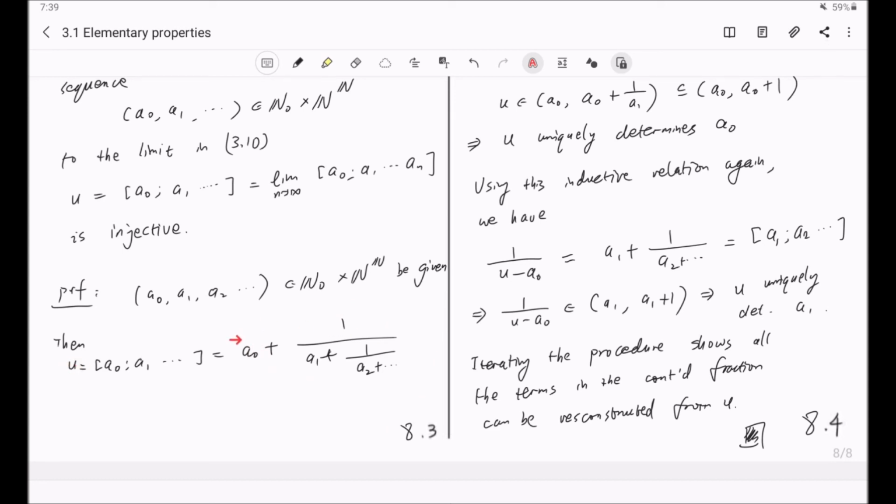Or I should say, you don't know why that limit of finite continued fractions is necessarily equal to u. We will pursue further about this issue in the next section.